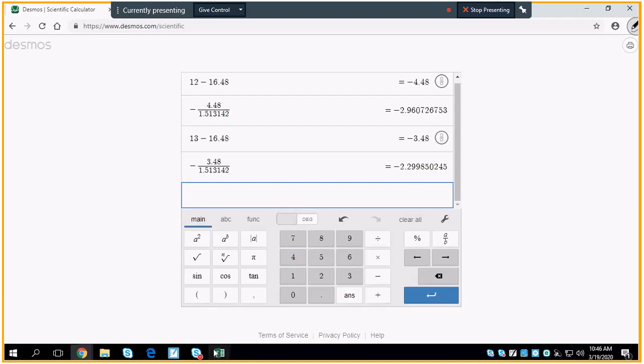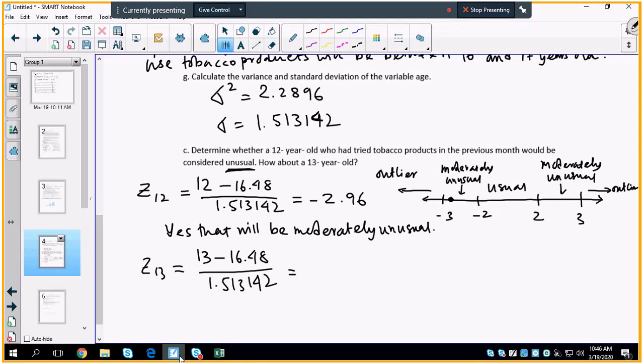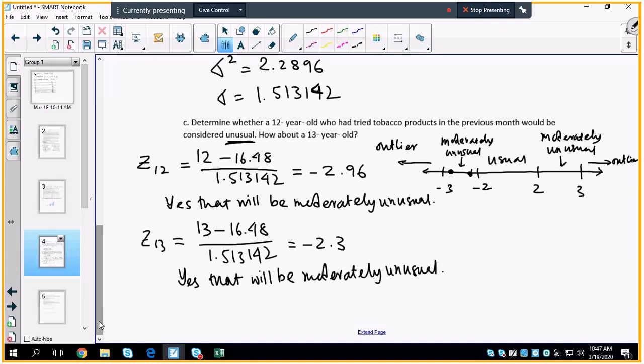That's negative 2.3, but still moderately unusual. This time the value is close to negative 2. As I said, it's negative 2.3, but I will still say, yes, a 13-year-old using tobacco products will also be moderately unusual. And that answers my question for this probability distribution about teenage smokers. Let's go to our next set of problems on the next page.